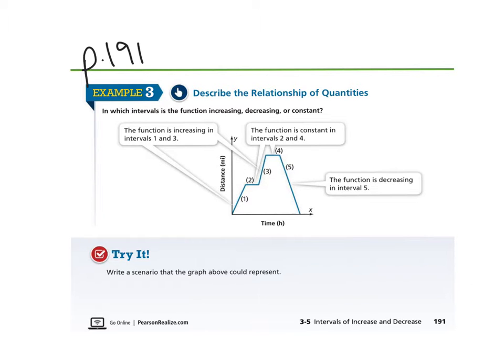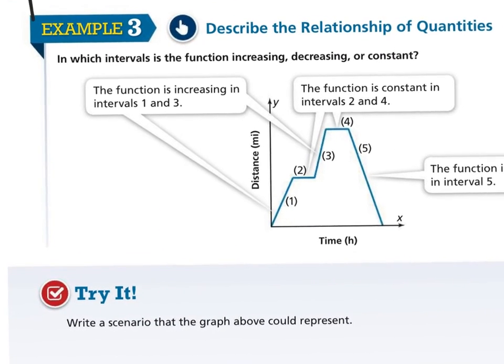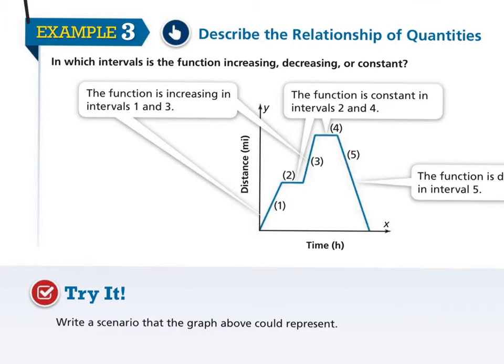So on page 191, if we look at example 3, again talking about intervals of increase and decrease, they're asking which intervals the function is increasing, decreasing, or constant. So increasing is where we have a positive slope, where it's going up. Decreasing is where it's going down, where we have a negative slope. And constant is where it stays the same. So that would be where it's got a horizontal line.